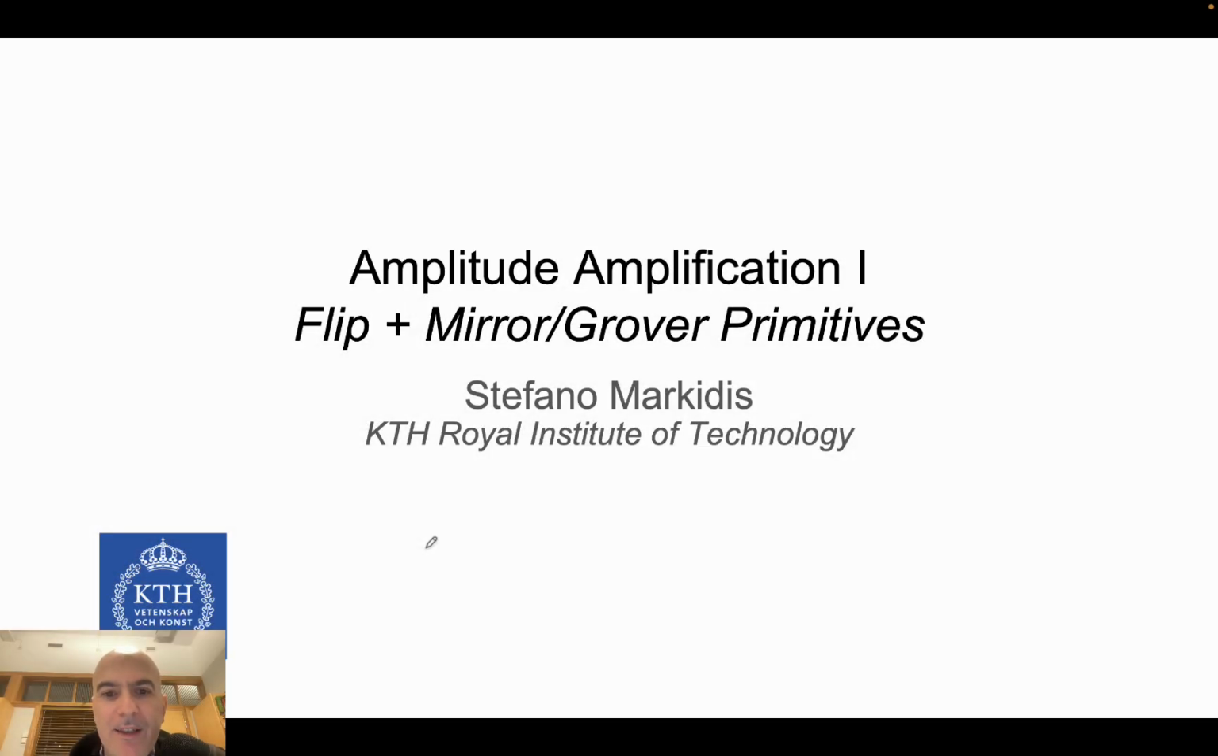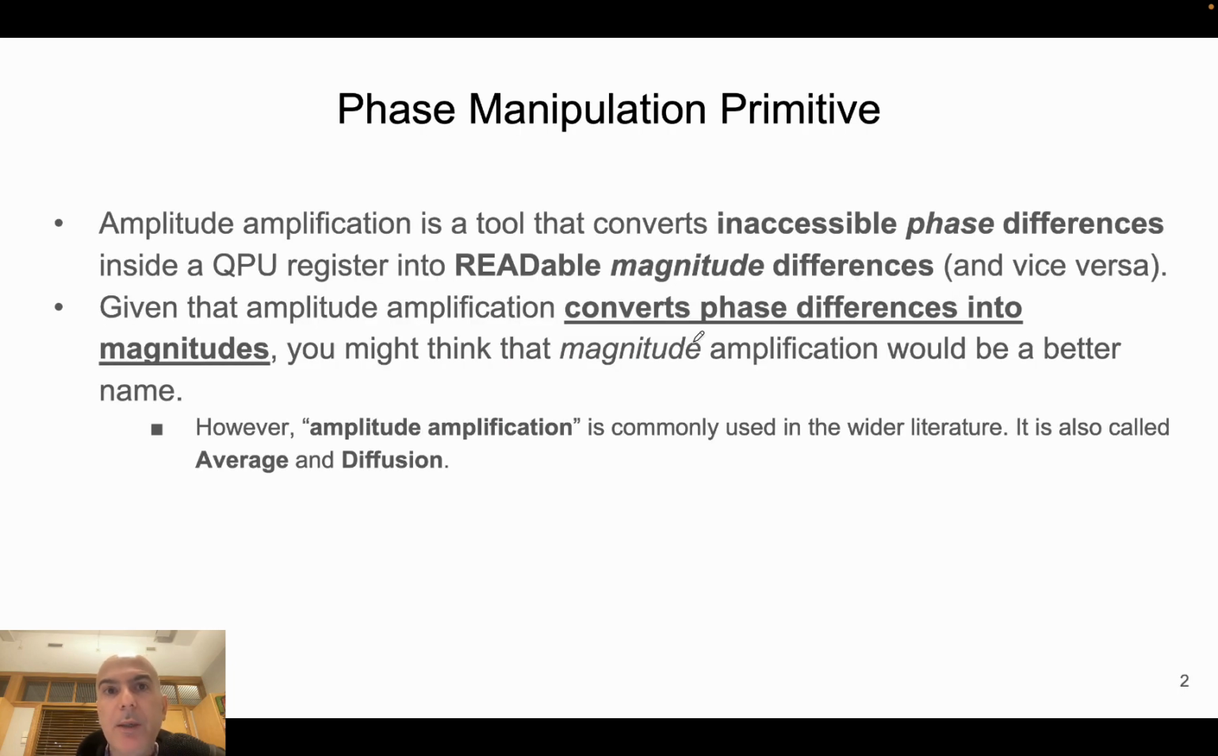Hello, welcome back. This is the first lecture about amplitude amplification, a very important quantum computing primitive. We're going to look at two pieces of the amplitude amplification primitive. One piece is the flip operation that we have already seen briefly in another lecture, and then the piece about the mirror, or Grover.